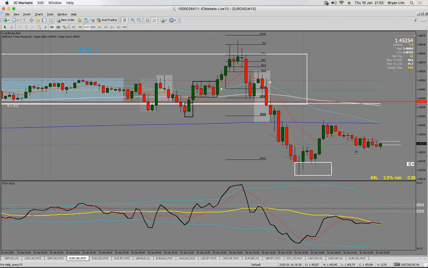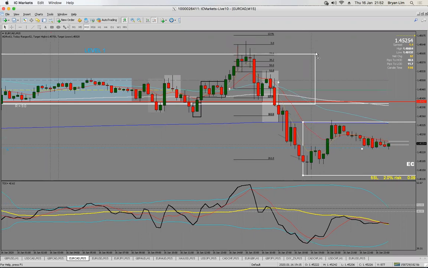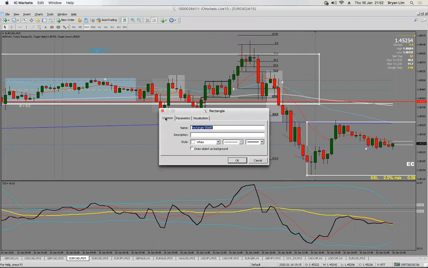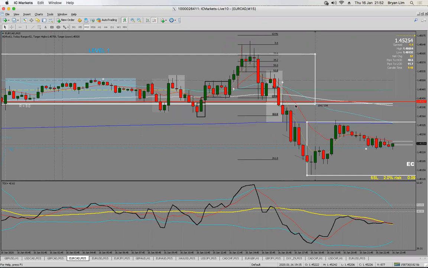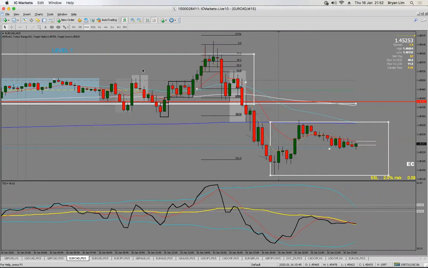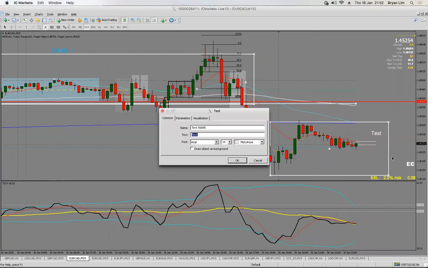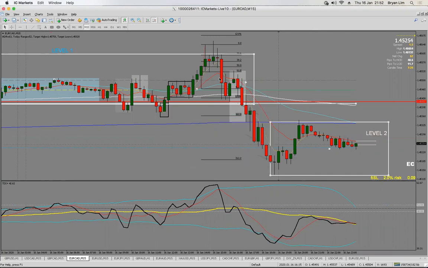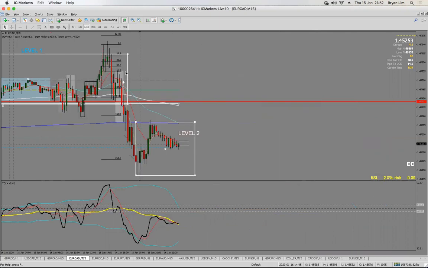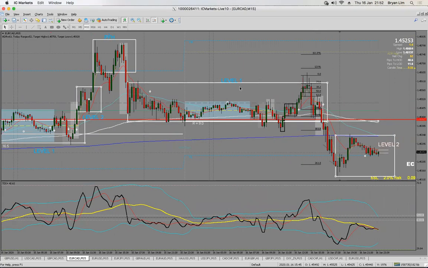We have a level 1 consolidation, level 2 consolidation. We also have a 50 and a 200 crossing over. If you saw this trade today, this was a very good setup, right? We have the 50, 200 crossover right there. Level 2. Okay, done.